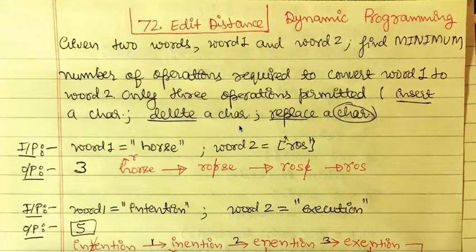In this video, I will talk about a problem known as edit distance. It's also a dynamic programming problem, and LeetCode number 72.